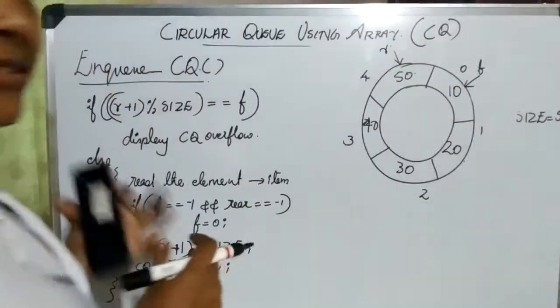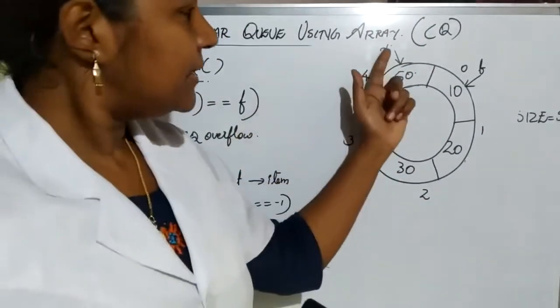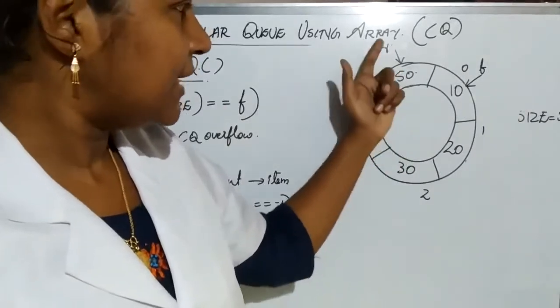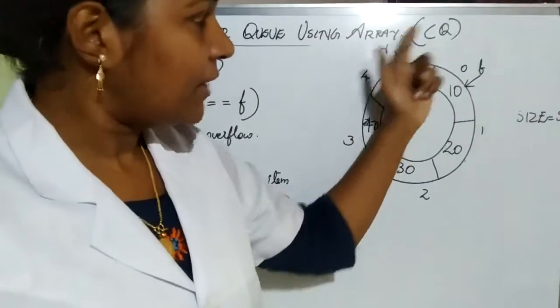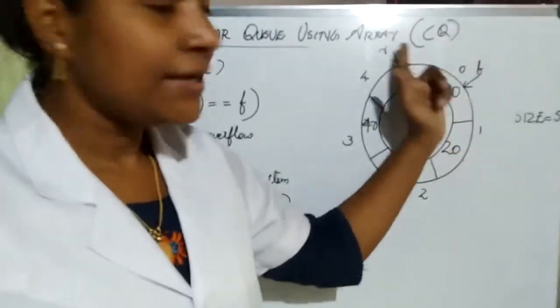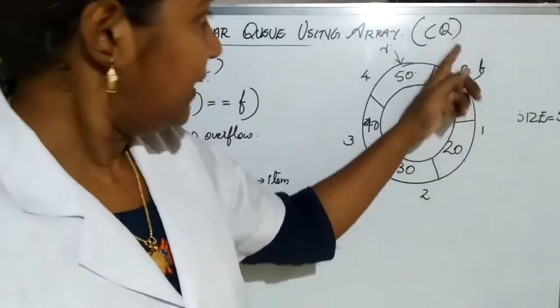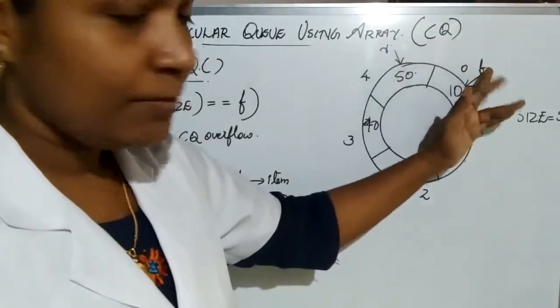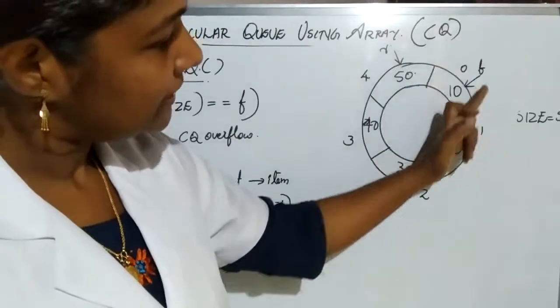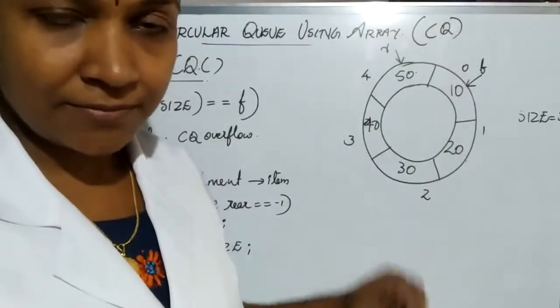So right now you consider the positions. To which location is the rear pointer pointing? It is pointing to the last location. Okay. And where is front? Front is at the next location. That is, whenever the queue is full, the front would be pointing to a location which is next to the rear's position.